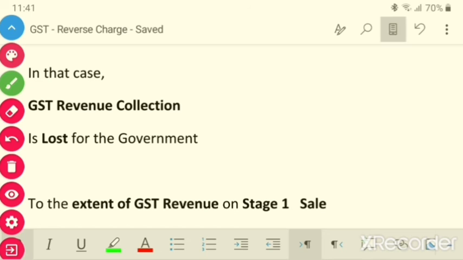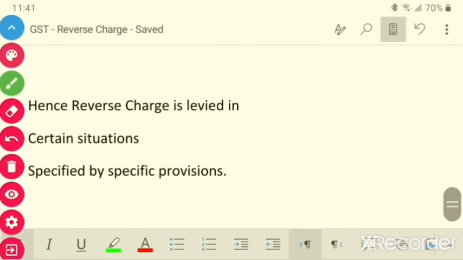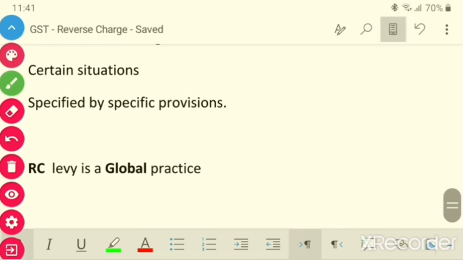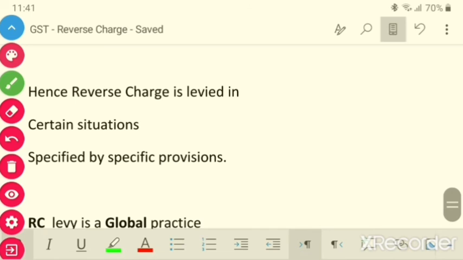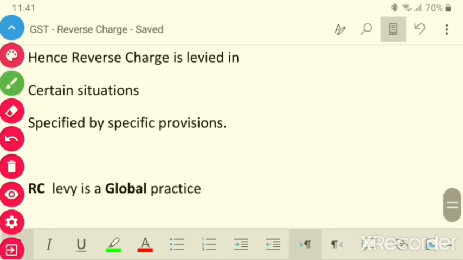Hence, reverse charge is levied in certain situations specified by specific provisions. Unless there is a specific provision, reverse charge will not be levied. So, whichever country it is, specific provisions will be there to levy reverse charge. Levying reverse charge is a global practice. GST is there in many countries, and levying reverse charge is also a global practice. Thank you.